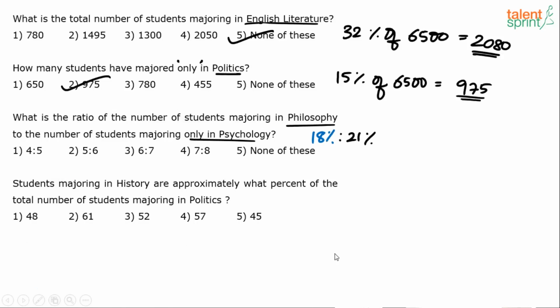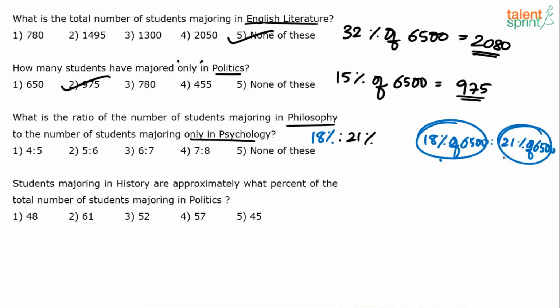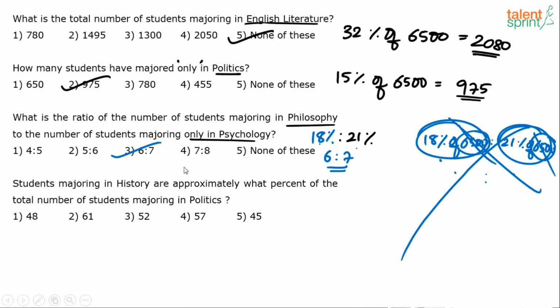Now, I'll tell you where students commit a mistake. Philosophy versus only psychology. Only psychology is 21%. You will be wasting your time if you actually do this: 18% of 6,500 and 21% of 6,500. I'll tell you what some people do. They'll find out what is 18% of 6,500. Then they'll find out what is 21% of 6,500. They'll get some numbers, and then they will divide those numbers to get the ratio. Absolute waste of time. Why? 6,500 is common on both the sides, right? It gets cancelled directly. You should just take 18 is to 21. 18 is to 21 is very simple. 6 is to 7. 6 is to 7, option 3 will be the answer. Right? So save your time. Don't waste your precious time by doing that stupid solution.